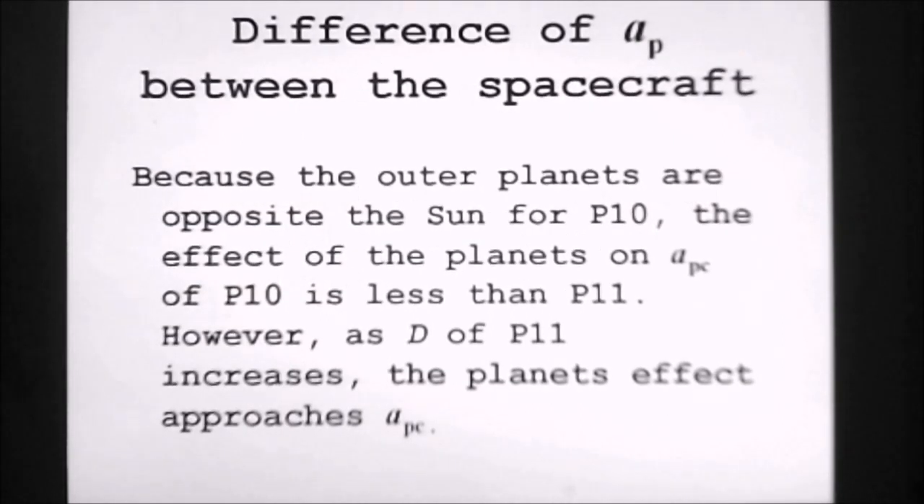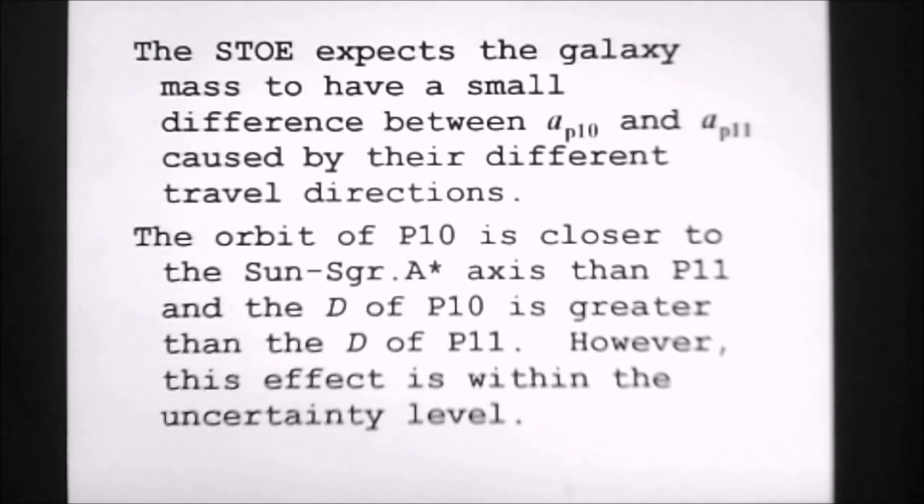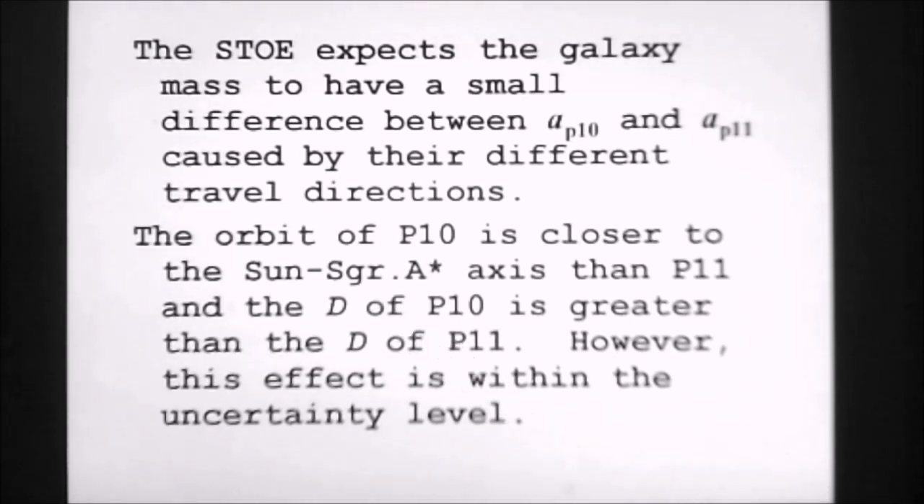The difference in the acceleration between spacecraft is because the outer planets are on the opposite side of the Sun for P10. The effect of the planets on the acceleration of P10 is less than on P11. However, as d of the P11 increases, the planet's effect approaches a constant value. The STOE expects the galaxy mass to have a small difference between the spacecraft caused by their different travel directions. The orbit of P10 is closer to the Sun's Sagittarius A axis than P11, and the distance of P10 is greater than the distance of P11 because it's been in space longer. Now, Sagittarius A is where we think the source in our galaxy is located. However, the effect here is within uncertainty levels.